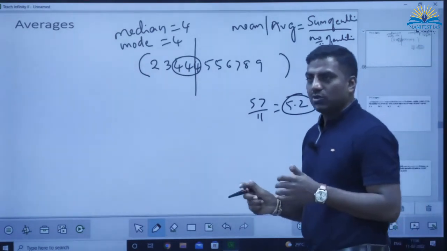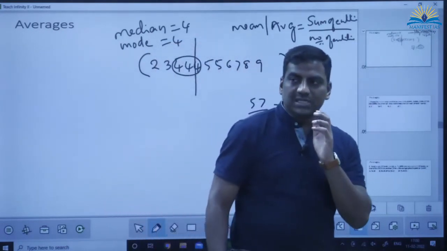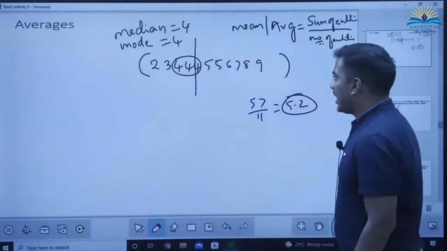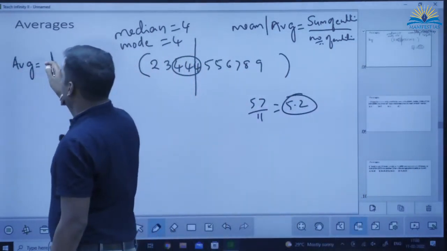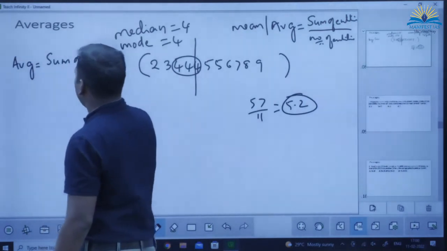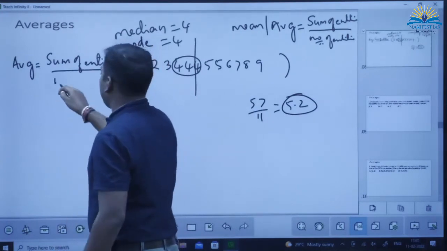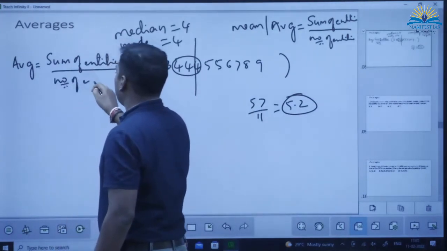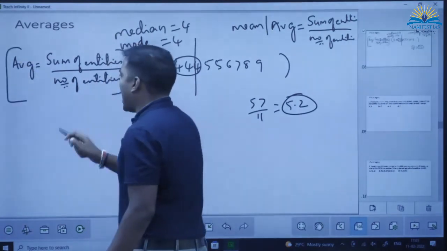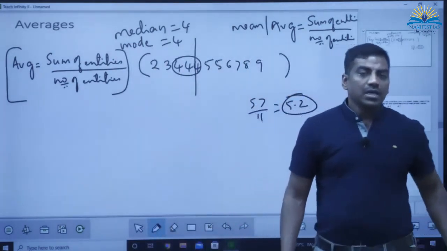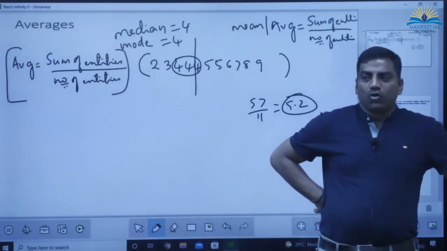Okay, now average is what? This is the most representing value of a group. How do you get it? Simple. Average is equal to sum of entities divided by number of entities. Take this one. And for random numbers, it is very simple. Add them and divide. In examination, if at all they give random numbers, there can be 4 values, 5 values, 6 values.